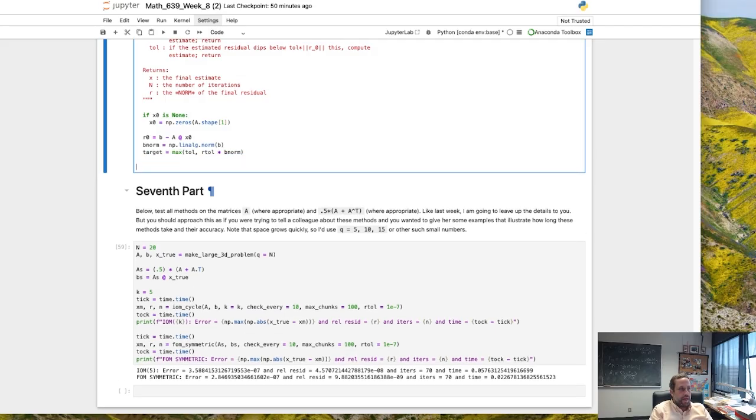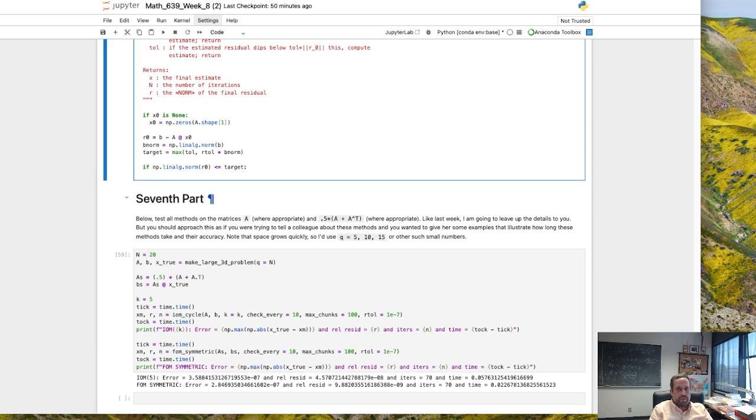Okay. And now, what happens if we are already there? So if np.linalg.norm of r naught is less than or equal to target, we're done. Okay, we just got lucky.